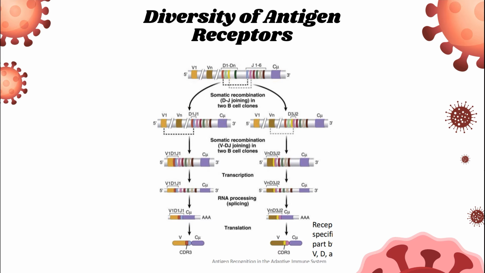Diversity of antigen receptors. This process typically happens before the lymphocytes mature, usually in the thymus or the bone marrow. The antibody genes go through recombination, and they get scrambled into different sorts of DNA. Then it goes through transcription, RNA processing, and translation, and eventually you get millions of different types of antibodies that can detect many types of antigens.